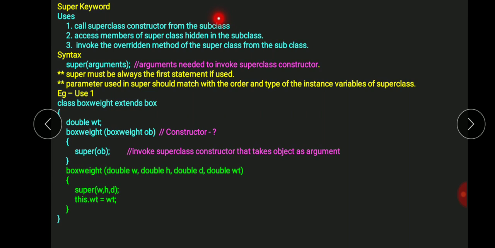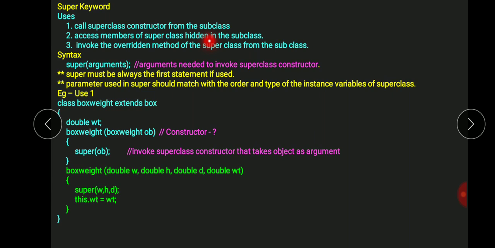So we know very well when we create an object for the subclass, the superclass default constructor will be invoked automatically. But how to invoke the superclass parameterized constructor, whether it is a parameterized constructor or copy constructor, how it can be invoked when we create the subclass object.